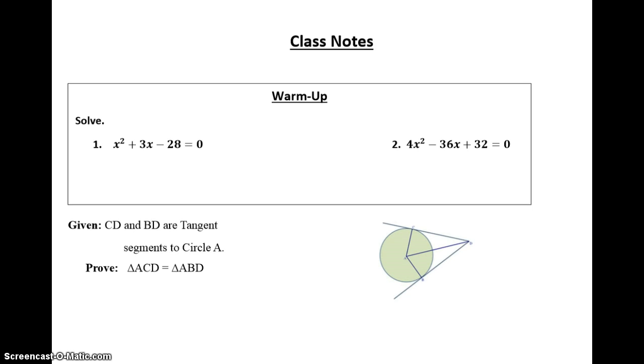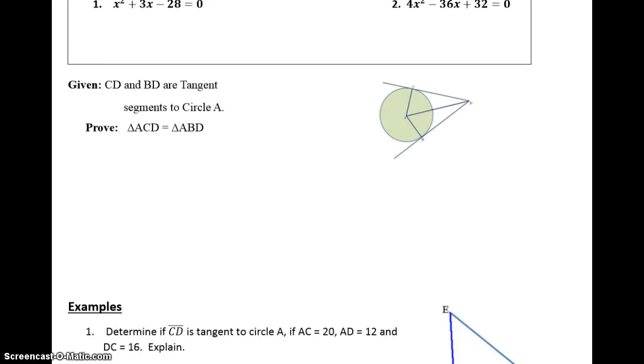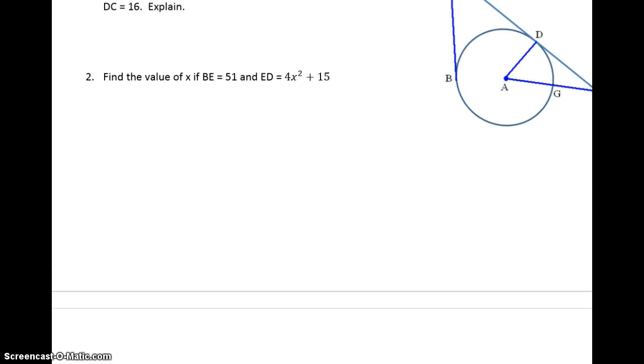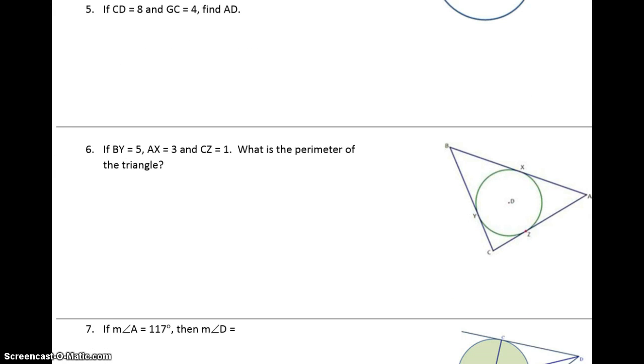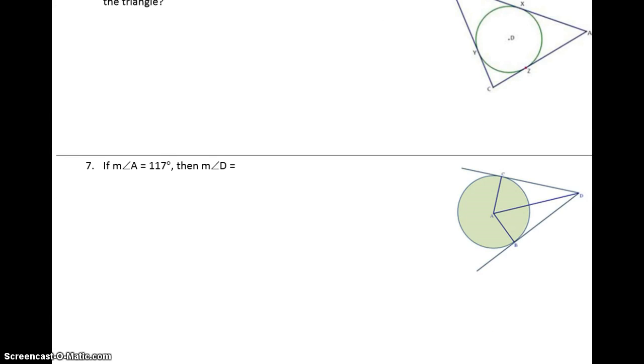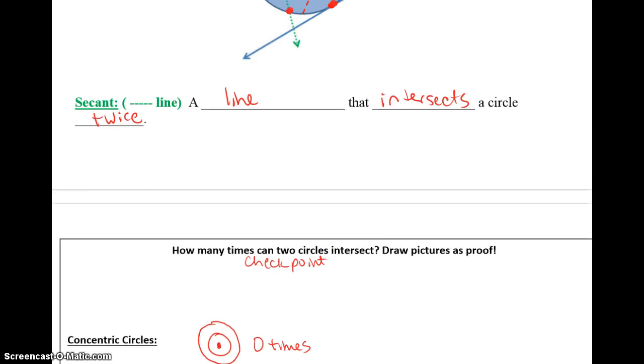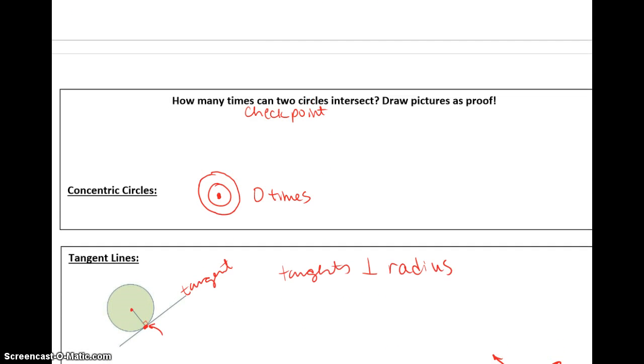If you look on the next page, it says class notes. So that's what we'll be doing tomorrow in class. We'll start with the warm-up. We're going to do a proof, and then we'll do a couple practice problems with the vocabulary that you just learned. So again, if you need to go back and relook at anything from the video, please do that. And then tomorrow I will check your checkpoint, that was at the top of the second page, to make sure you have that finished, and that will let me know that you did the video.